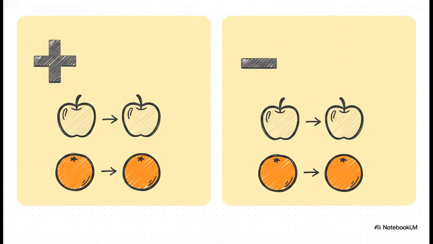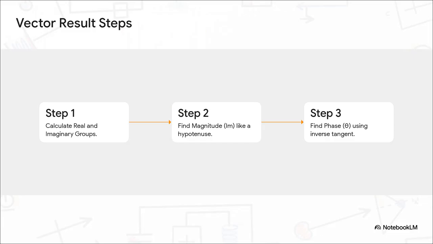For subtraction, it works exactly the same way. Just match the sign to the operation. You subtract the real parts, A1 minus A2, and subtract the imaginary parts, B1 minus B2. It keeps your real components with your real components and your imaginary ones with the imaginary ones. It is incredibly clean. But getting those grouped numbers is really only half the battle, because in engineering, we often need to know the actual size and direction of that resulting vector. So how do we find that?